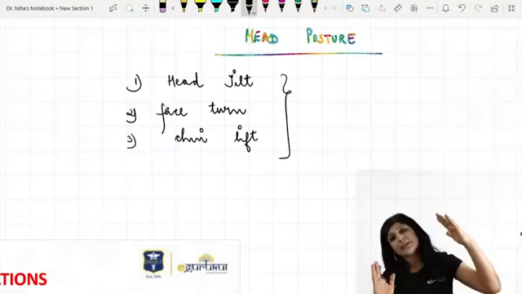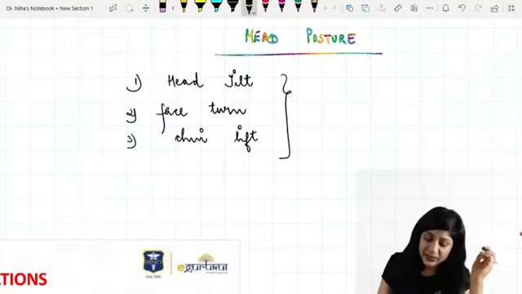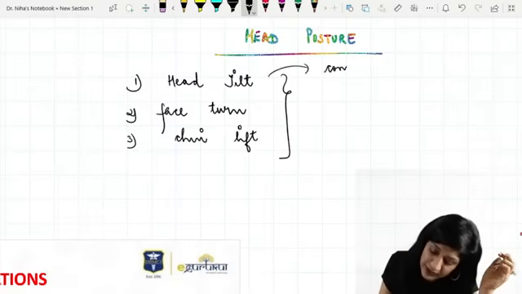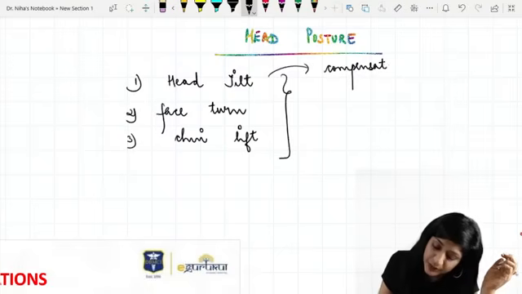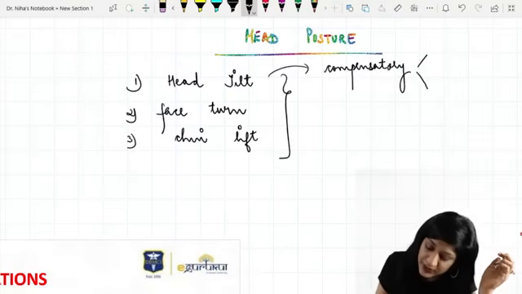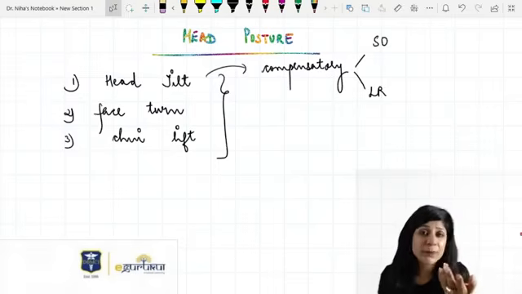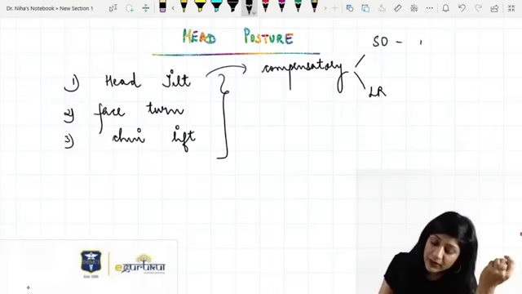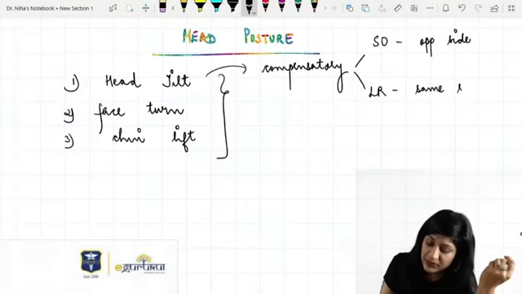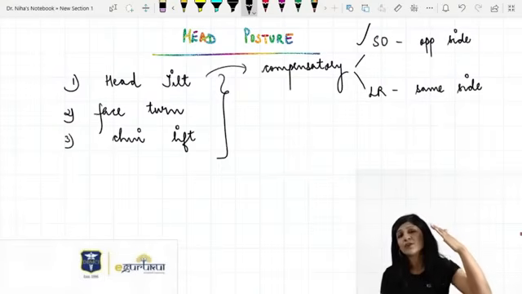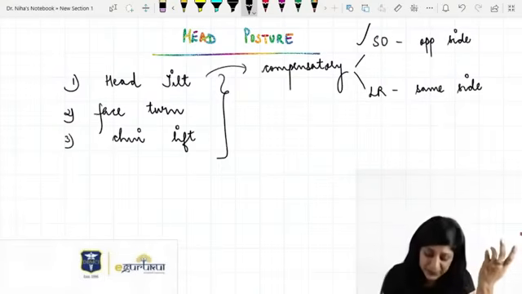We know about the compensatory head tilts. This compensatory head tilt takes place in the cases of superior oblique and lateral rectus, as you already know. If it is a case of associated palsies, superior oblique will show the tilt on the opposite side, while lateral rectus will show the tilt on the same side. More common are the obliques. Whenever we have involvement of the obliques, we will have this head tilt.